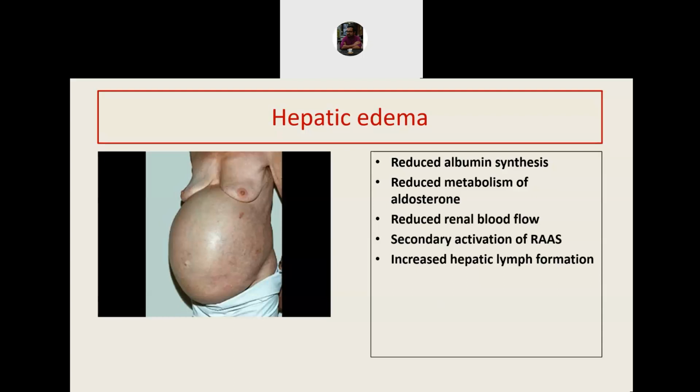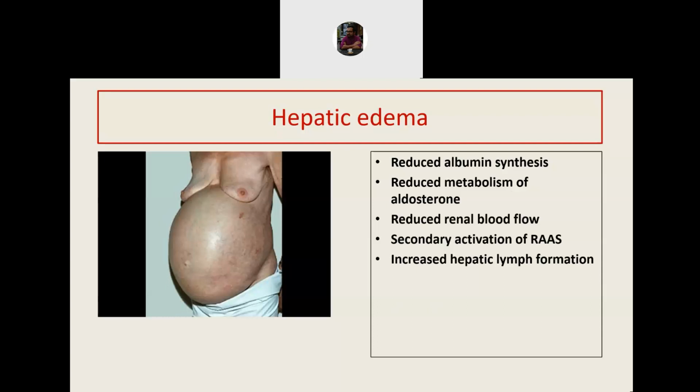Steroid hormones like aldosterone are metabolized in the liver. So now aldosterone cannot be metabolized. So aldosterone level increases in the blood and it absorbs more sodium and water. Because there is already low albumin, even if water is absorbed, it cannot stay in the blood vessel. So it goes out into the abdomen, outside the blood vessels, and this causes ascites.